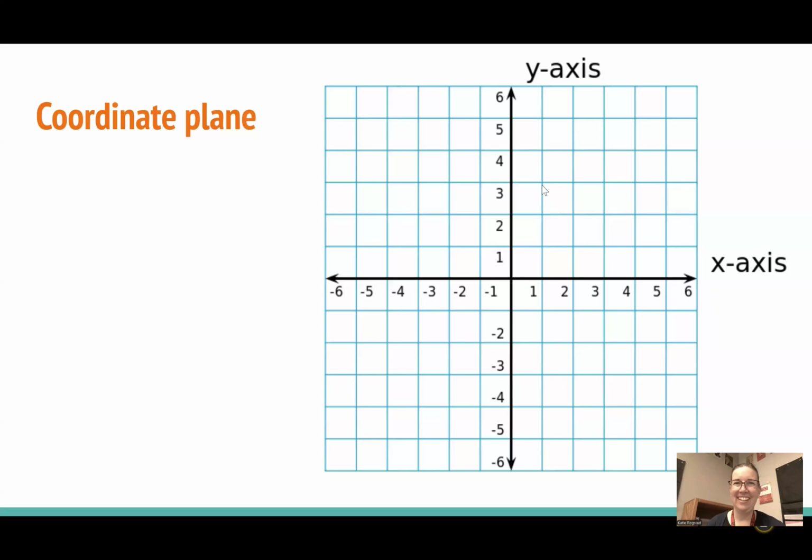However, in science class, we're probably only going to be dealing with quadrant 1, which is both variables being positive. Quadrant 1, that's usually what we're dealing with, not 100% of the time, but usually.